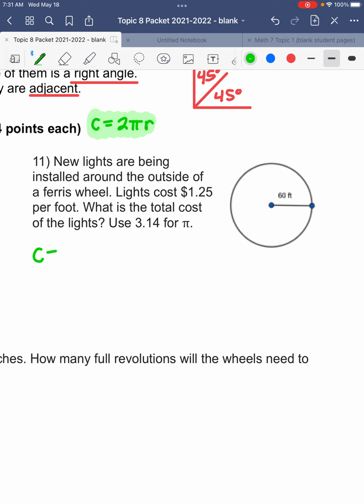So we're going to use our formula C equals 2 times pi times the radius. And I need to know why 60 is important. Well, 60 is important because it goes from the edge to the center. So I know that that's my radius. So I'm just going to plug that into my formula. We have 2 times 3.14 times 60. So let's go to our calculator and find out what the circumference is.